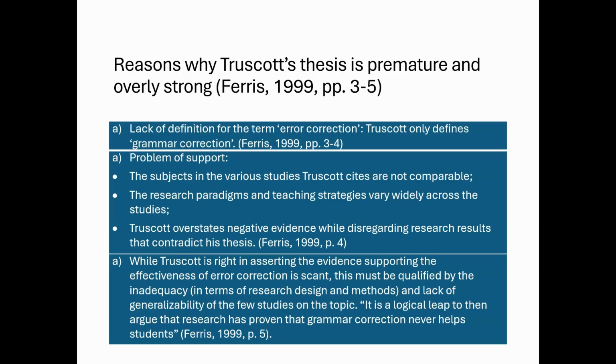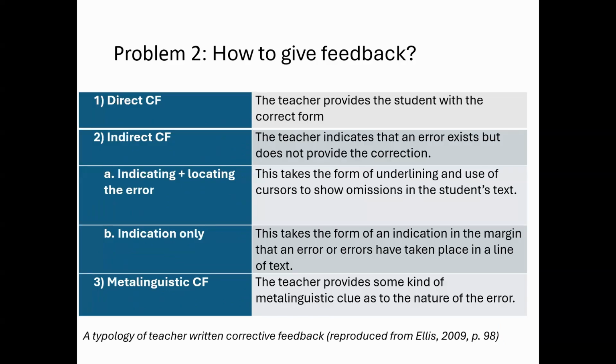And we end up with investigations into types of feedback. So if you look at this field, there are lots of studies that look at whether direct feedback is more or less effective than indirect corrective feedback. So direct feedback, this is when you give the students the correct form. Indirect feedback, you indicate there's an error, but you don't provide the correction.